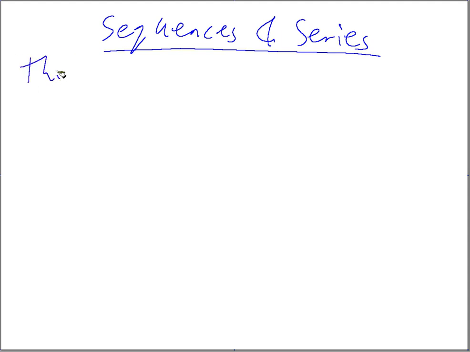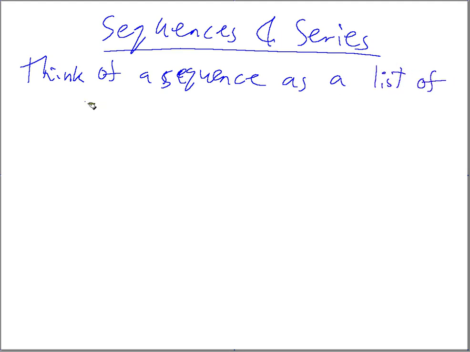So think of a sequence as a list of numbers. This list can go on forever, meaning that a sequence can be infinite, or it could come to an end, which means the sequence is finite. All right, but let's look at some examples here.